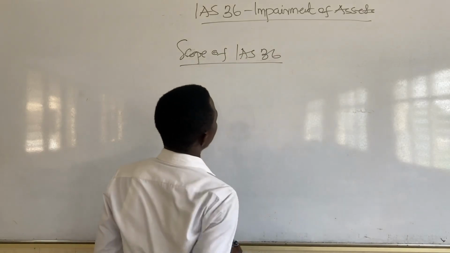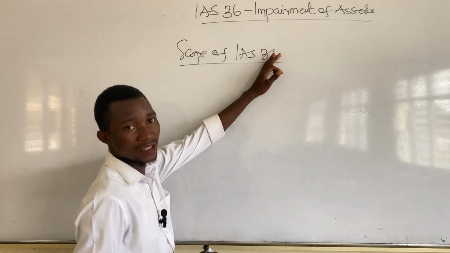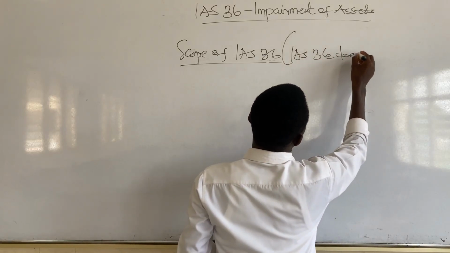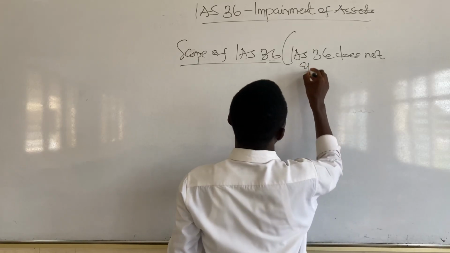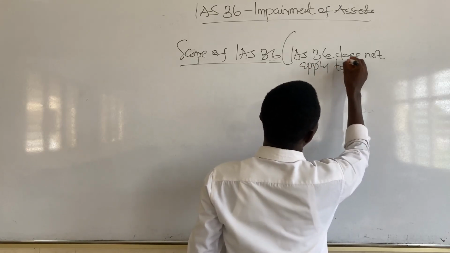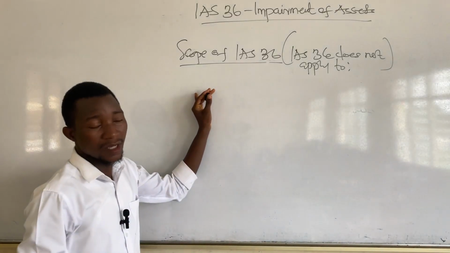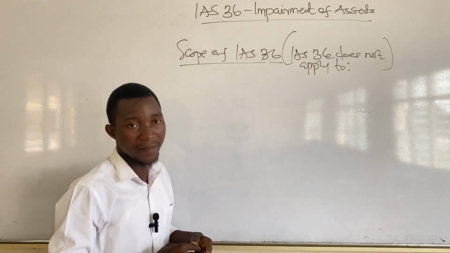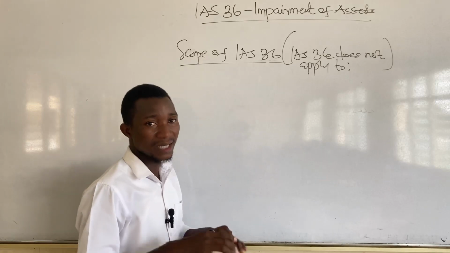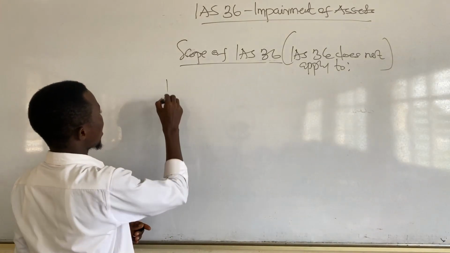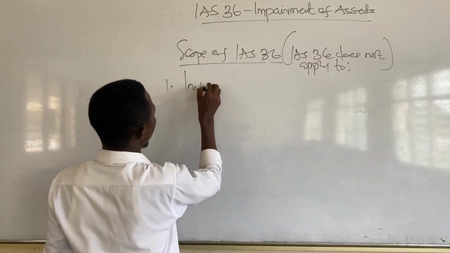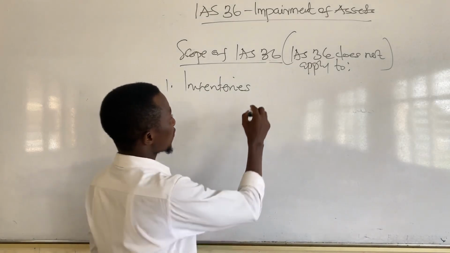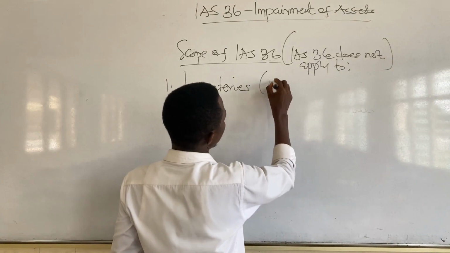So the scope of IAS 36. I'm going to talk about the exclusions. IAS 36 does not apply to these particular assets I'm about to list. So in an examination, when you meet any of these assets I'm going to talk about, you can't test for impairment, okay? And I'll also talk about some assets that you can test for impairment. So the first I can talk about is inventory. An asset of inventory is regulated by IAS 2.